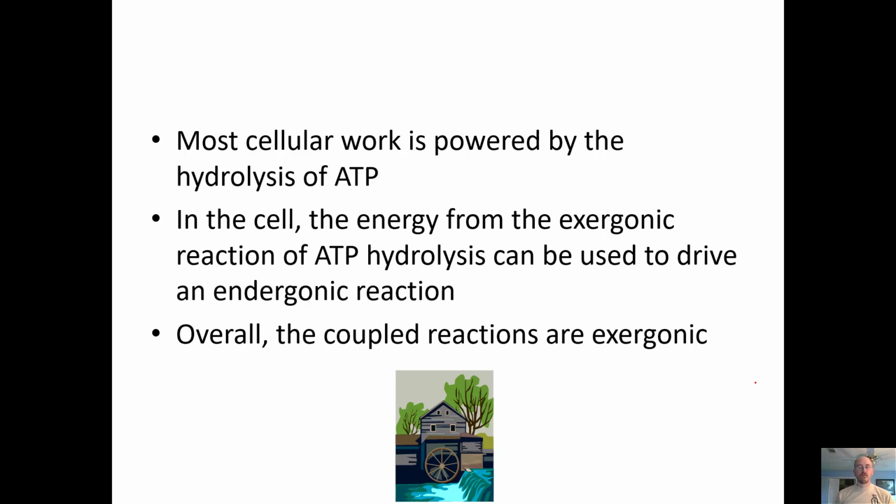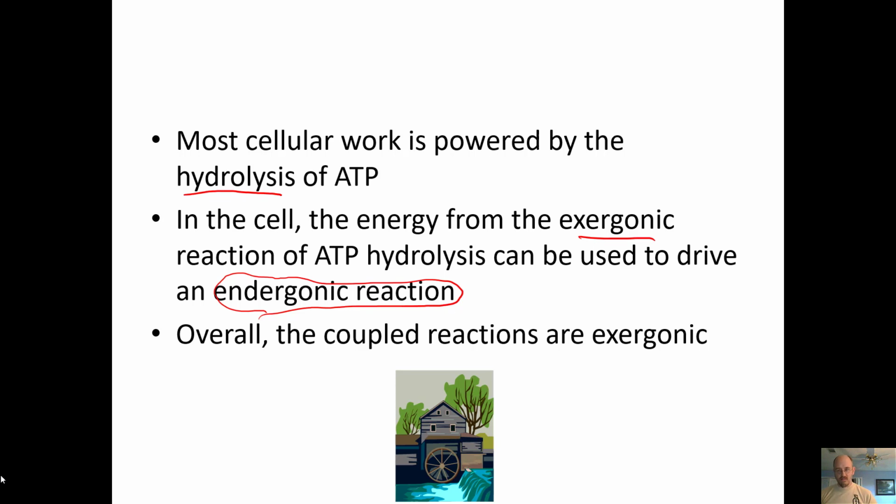Now, most cellular work is powered by the hydrolysis of ATP. Hydrolysis means to break. Lysis means to break. And what we can do in the body is we can use this exergonic reaction. The breaking of ATP is exergonic, right? That releases energy. But it can be used to fuel endergonic reactions. All right? So the breaking of ATP fuels other reactions.